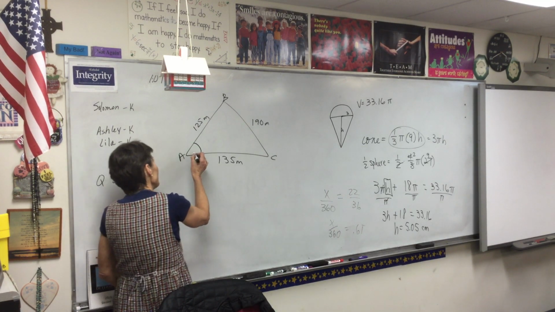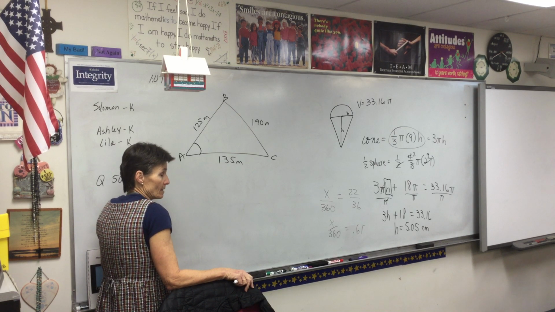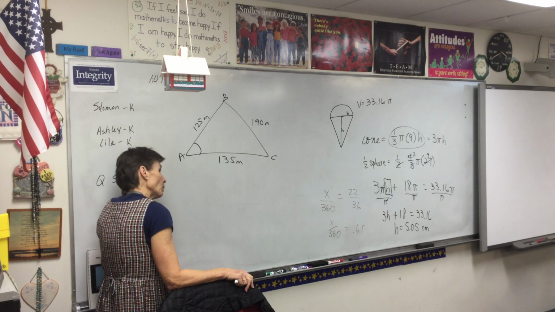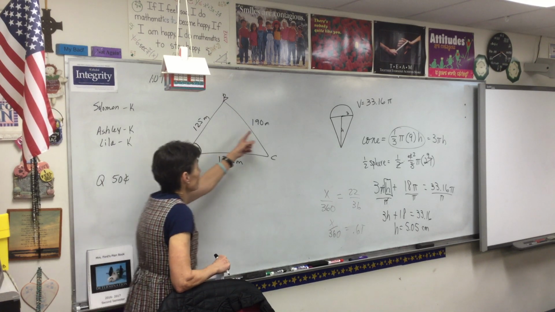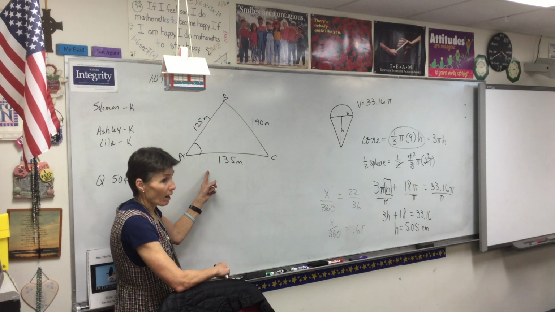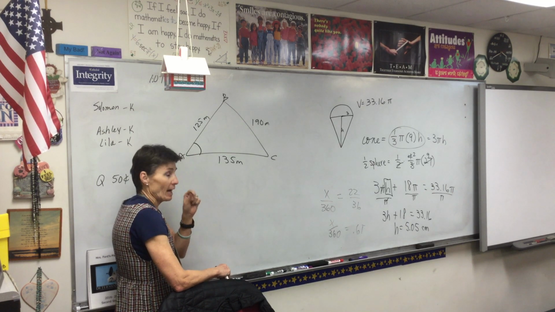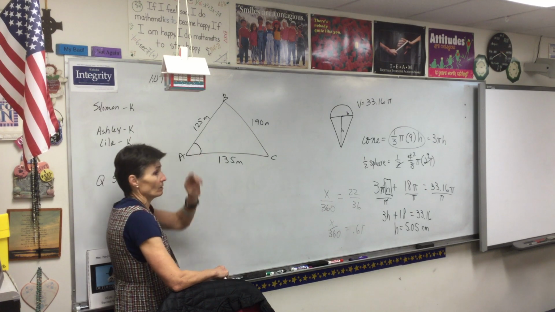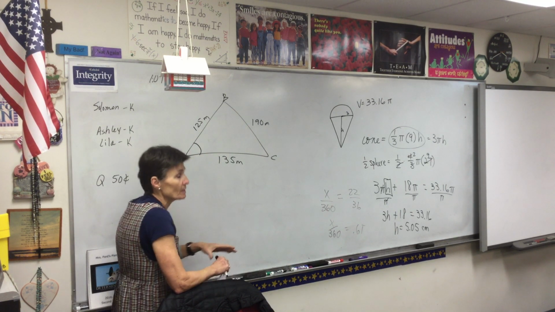All right, how am I going to find that? Law of cosines. Earlier today, someone said Hero's formula. Now, Hero's formula is an option for this problem. But what does Hero's formula find? Area. I don't want the area. I want an angle. And to find an angle, I use one of my laws. Okay? So here we go.